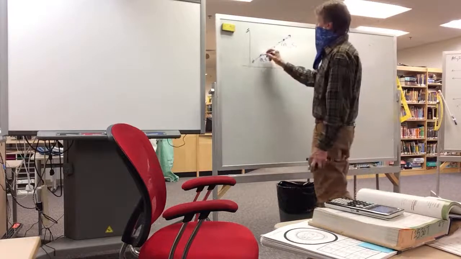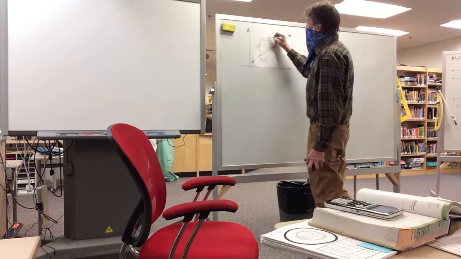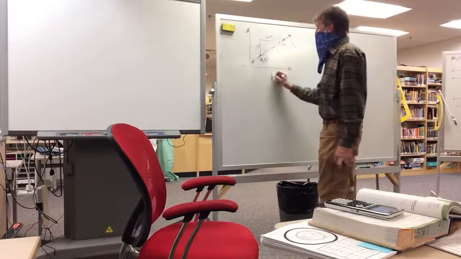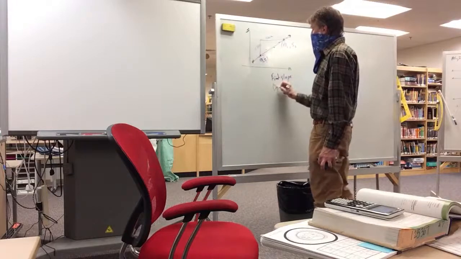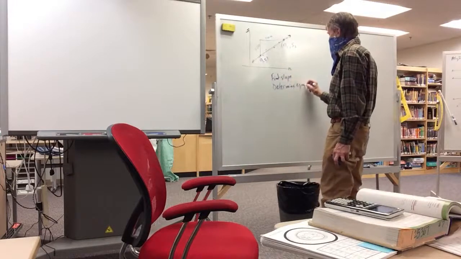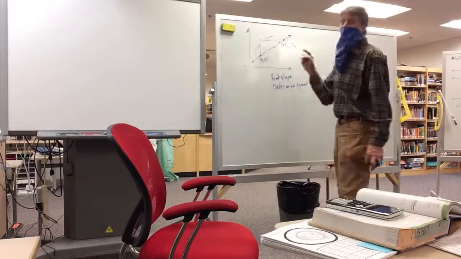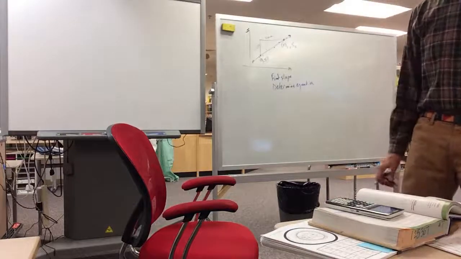What you're supposed to do is find the rise over the run, find the slope, and then determine an equation. And you could write it in point slope form once you determine your slope.